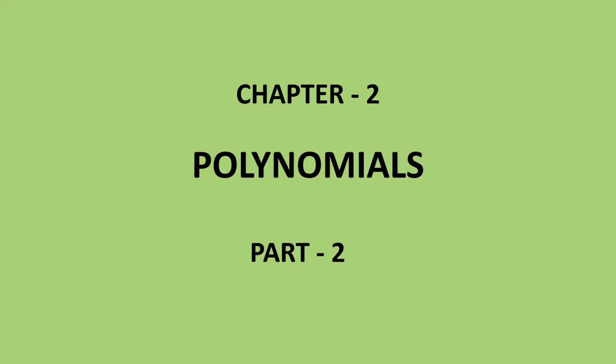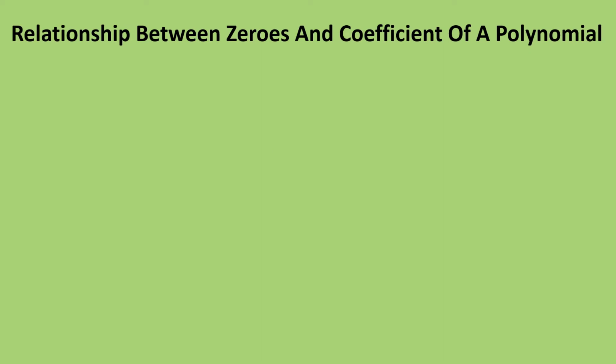Today we will start part 2 of chapter number 2, Polynomials, class 10th standard. So today our first topic is the relationship between zeros and coefficients of a polynomial. We know first we are discussing linear polynomials. Okay, linear polynomials we have discussed. Linear polynomials means the polynomials with degree 1. That means the variable will have power 1 only.